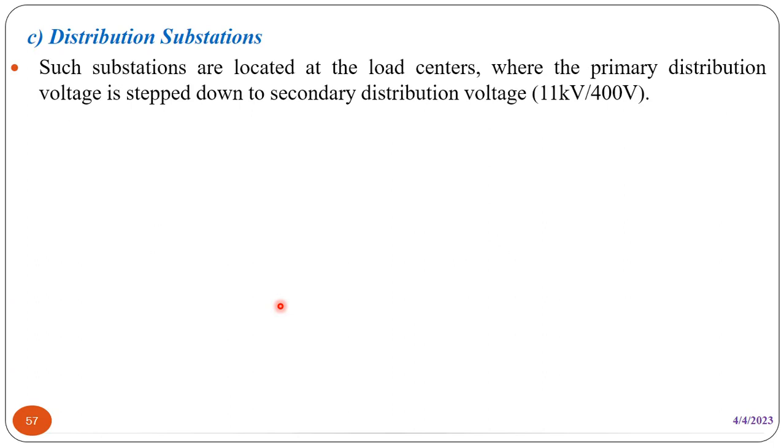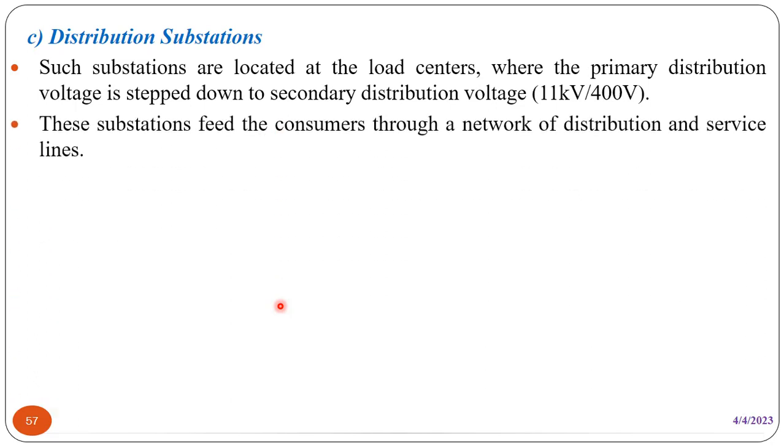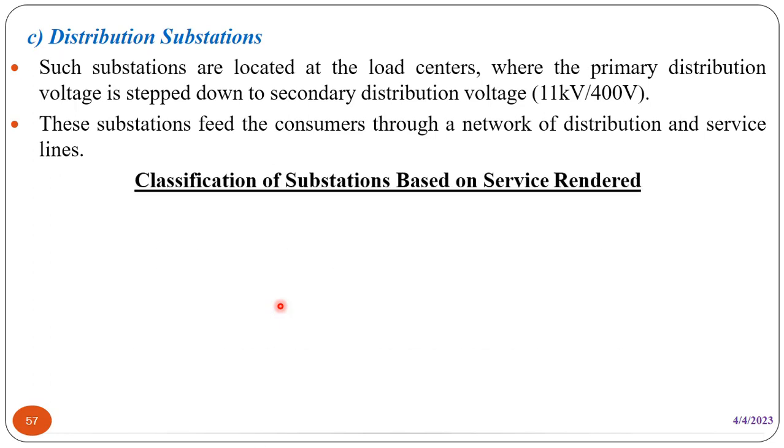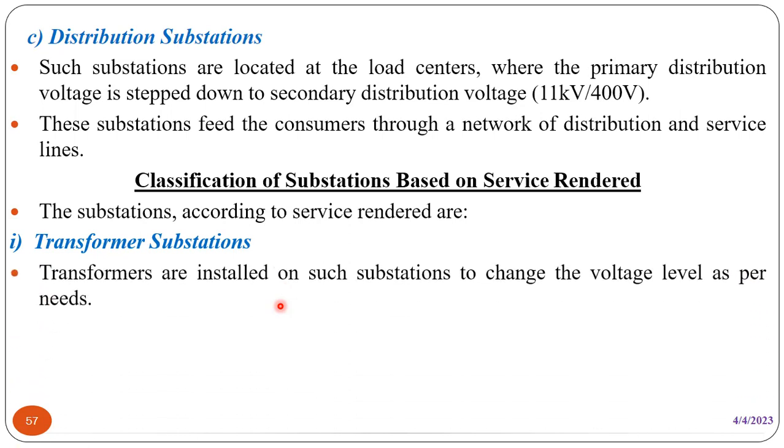These substations are located at the load center where the primary distribution voltage is stepped down to secondary. That means the 11 kV primary line is stepped down to 400 volt, three phase and single phase. This substation feeds the consumers through a network of distribution and service lines. Classification based on service rendered: transformer substation.